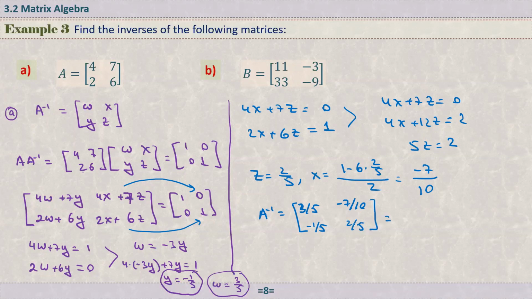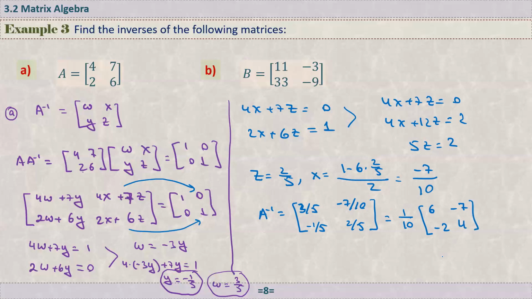Or as you see here, 10 is a common factor. If I just take 10 out, 1 over 10, what do we have here? Here we have 6, and here we have minus 7, and here we have minus 2, and here we have 4, right?